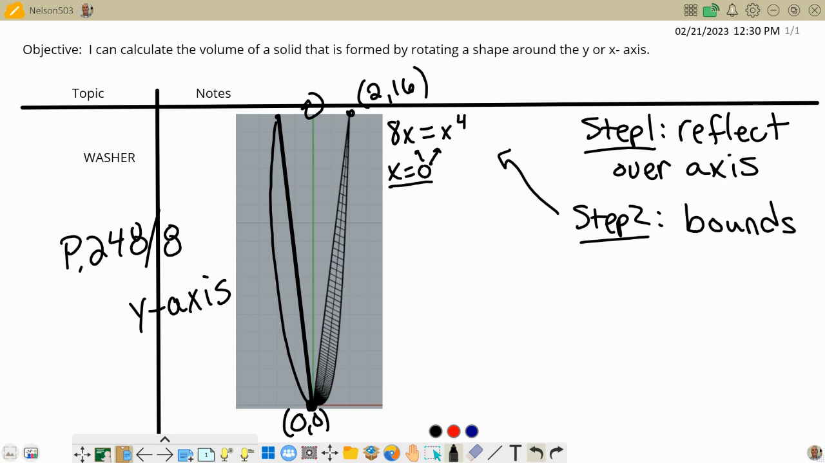So what I need to do next is, now that I know 0 is one of my answers, I'm going to take 8x and I'm going to divide it by x, and I'm not letting x equal 0 now because I'm dividing both sides by x because I've already found the x equals 0 solution right here.